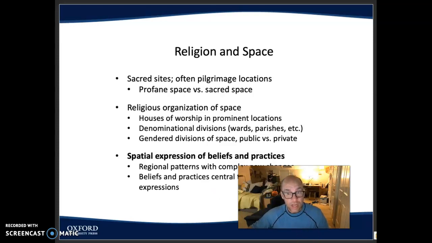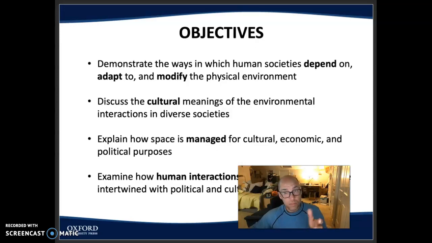The other assignment from chapter 6 deals with an environmental use of space and how we organize that environmentally based on our human interaction with the land at large. In chapter 6, some of the important things to think about, I put in bold here: how we as humans depend, adapt, and modify the physical environment. How we as humans attach cultural meanings to the environment, and also how we manage the land in terms of the environment. It could be for cultural, economic, or political purposes, but suffice it to say, we manage that. And then the last point to focus on in chapter 6 is our human interactions with that land.